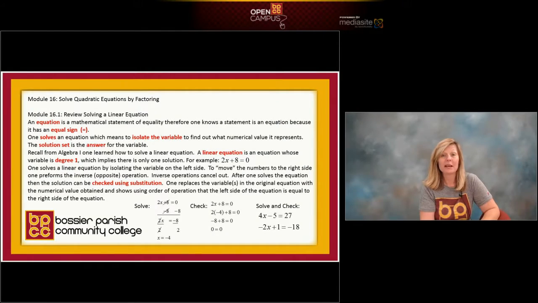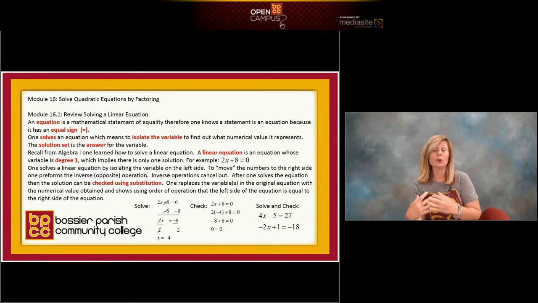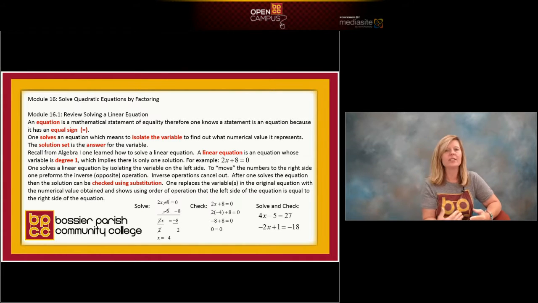Hey everyone, we're about to begin Module 16, which is all about solving quadratic equations using factoring. But before we can actually jump into a new equation to solve, we need to take time to review an old equation that you've already previously learned how to solve in Algebra 1.